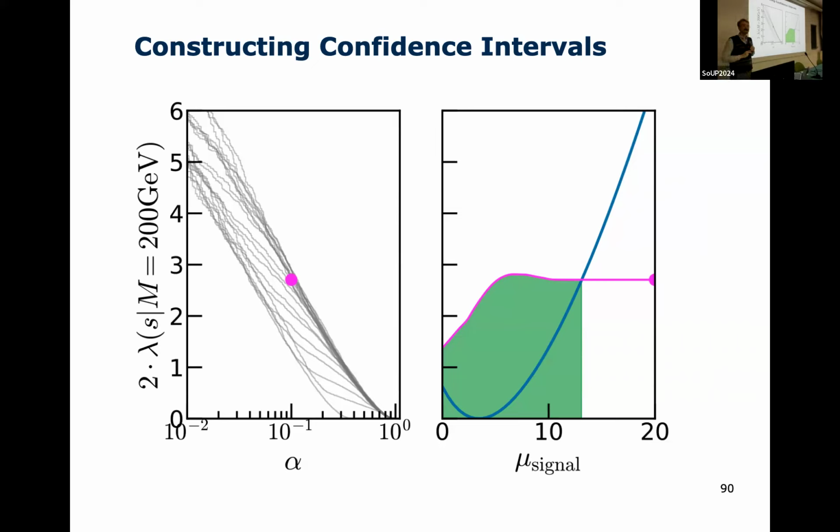Question: the purple line first increases and then plateaus. Is that normal? I would think that it would increase monotonically or go up and down.